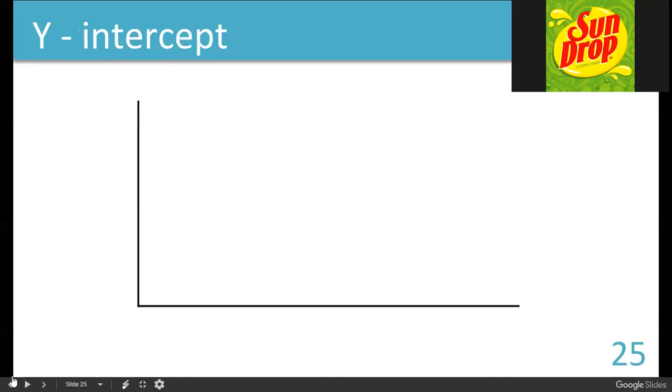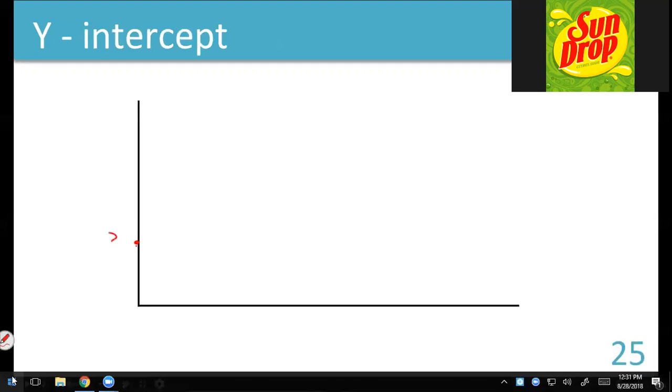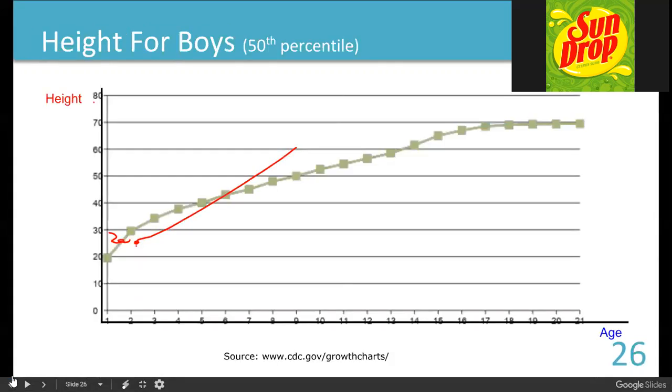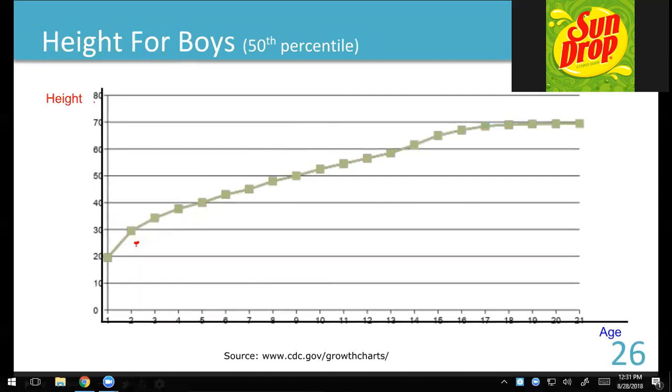So your y-intercept is just going to start, for kids, it started at 20 inches, and it's going to go up from there, right? But it doesn't necessarily go at a steady rate. That's okay.